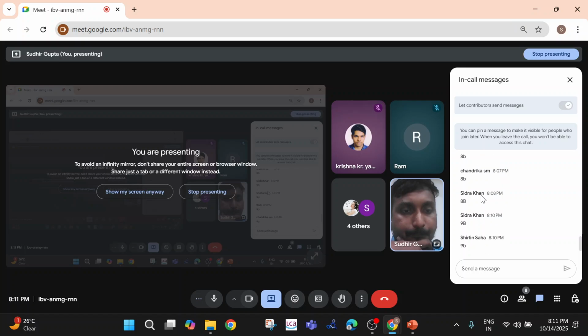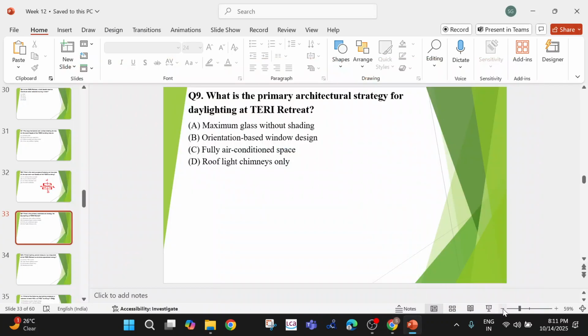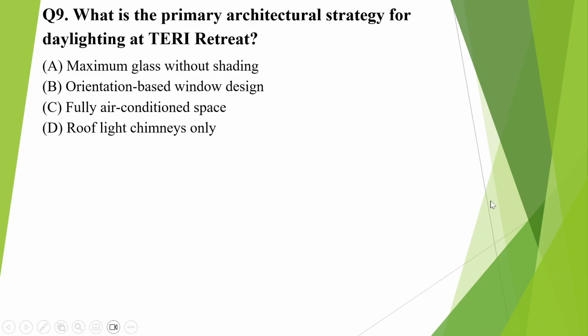9B. As I can see, 9B has been marked by all of you. If all of you give the correct answer, then my task will be easier. I need not explain much in detail because all of your concepts for this question are correct. Orientation-based window design was preferred as the primary architectural strategy for daylight at the Terry Retreat building, and the openings are designed differently for each orientation to optimize daylight and thermal performance. That was told to you and you were able to recall it.